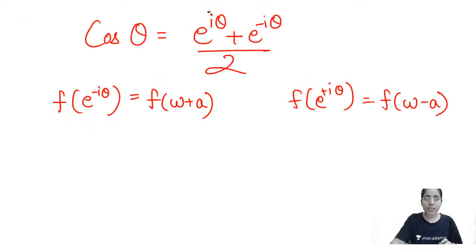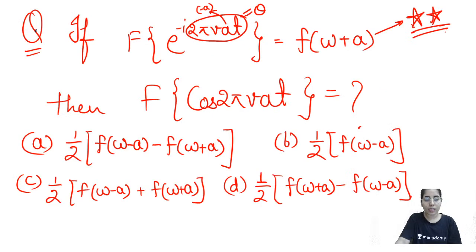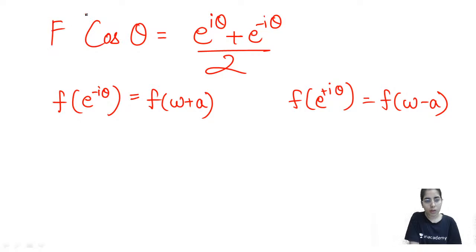Clear? Next thing. After knowing about this, now let's try to put in the theta we know. I have told you that theta I am considering as 2 pi vat. So I am just going to put the Fourier transform here.